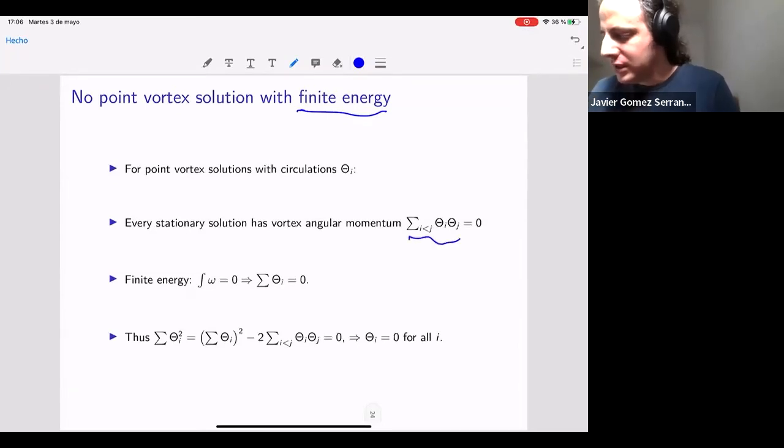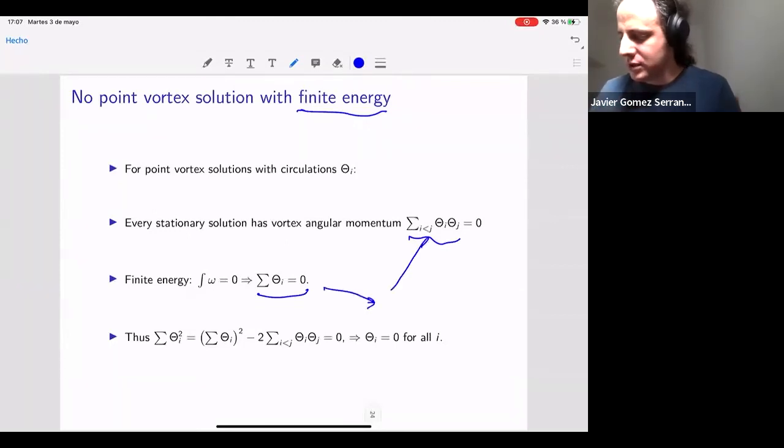So if you take a point vortex solution, let's say a bunch of point vortices with circulations theta_i, and you have a stationary solution, then the vortex angular momentum is 0. So the sum of products of the circulations is 0. And if I also impose that the point vortex has finite energy, then the sum is 0. But in fact, the combination of these two conditions already implies that all the thetas have to be 0. This is bad because then we would have to perturb from 0, and that's a problem. So we cannot just find a point vortex configuration with finite energy and then somehow desingularize the point vortex in some way.